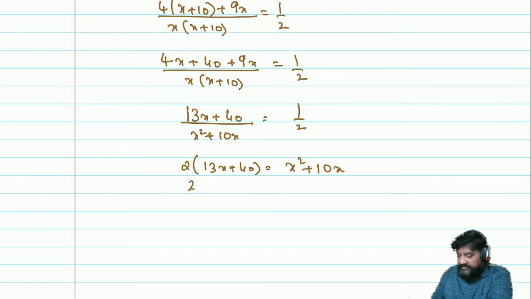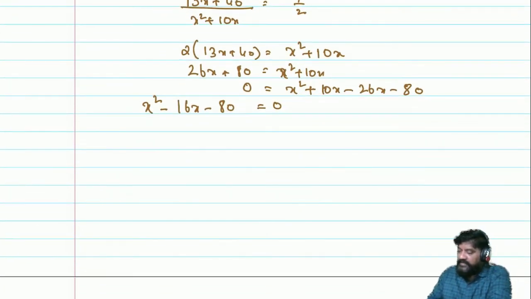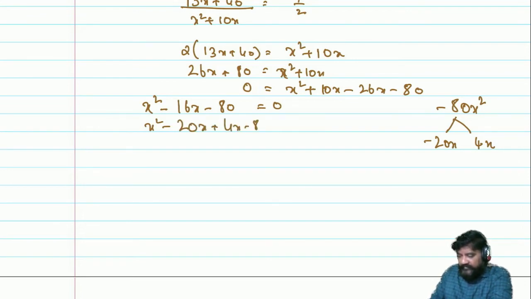which means 26x plus 80 is equal to x squared plus 10x, and that further would give me 0 is equal to x squared plus 10x minus 26x minus 80. Transposing all of them to the left, I have x squared minus 16x minus 80 is equal to 0. What are the factors? Well, it's going to be a minus 20x and a plus 4x. Those are the factors, which means I'll have x squared minus 20x plus 4x minus 80 is equal to 0.